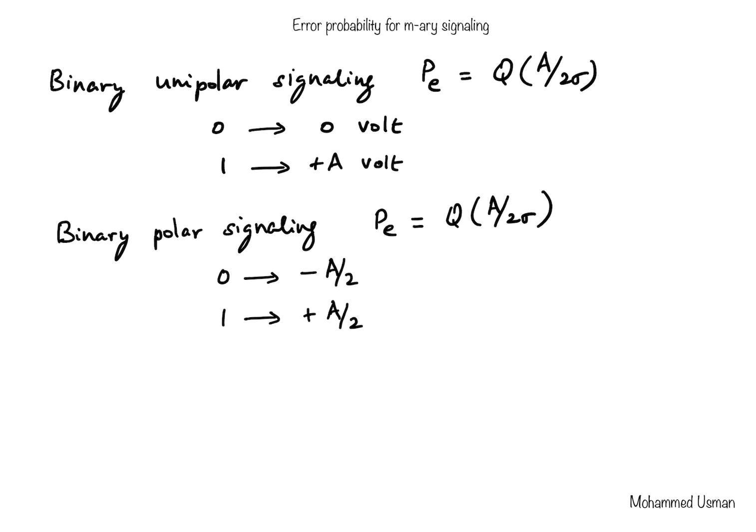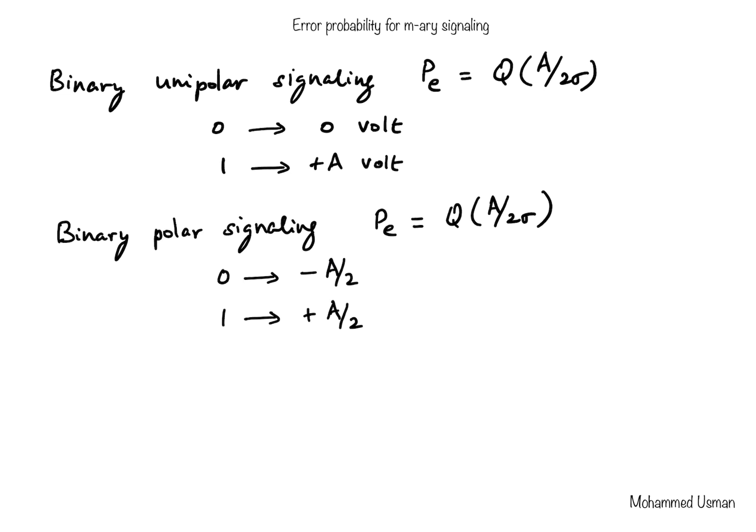Because we want to compare unipolar with polar signaling, we chose the voltage level separation to be the same. In this case, it's unipolar with the voltage separation of A volt. Here it is polar. It has both negative and positive voltage, but the distance between the two voltage levels is still A volt. And what we noticed was that in terms of the expression for the error probabilities, unipolar signaling and polar signaling had the same expression for the average error probability.